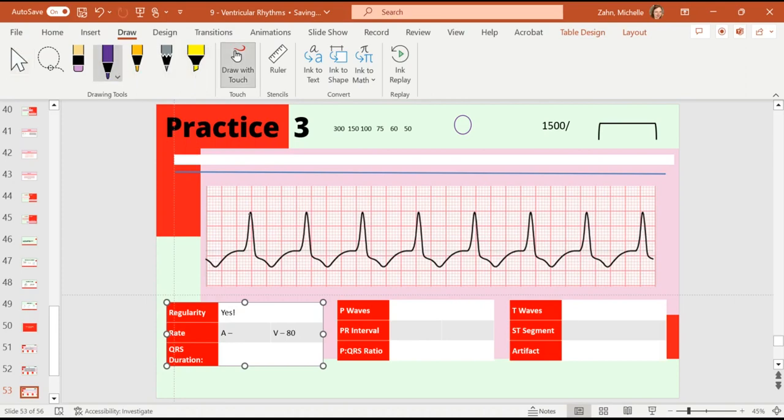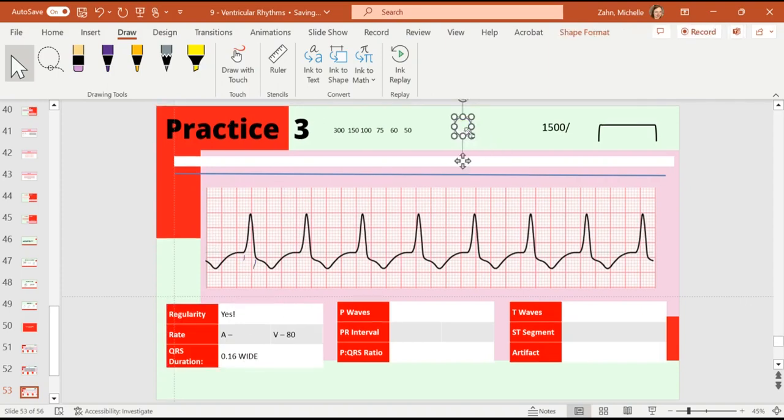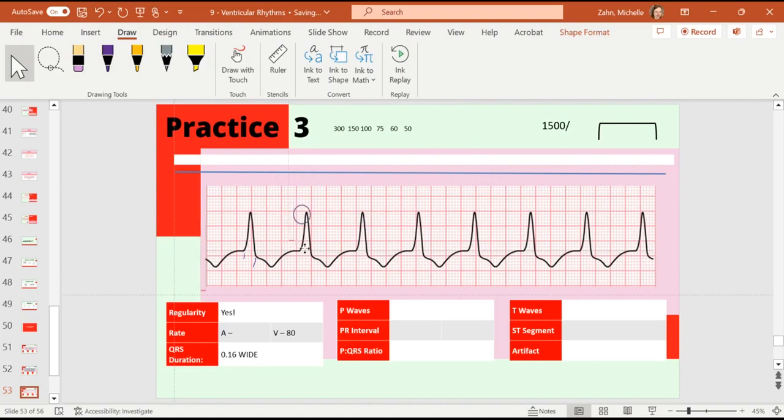What is our QRS duration? If I try to figure out how wide is the QRS, I would say it starts right about here and it ends right about there. So it looks about 4 boxes. So it is wide, just a little bit wider than expected. So 0.16 wide. I always like to highlight when I find something that's abnormal. Do I have P waves? Now it's easy for me to at least identify QRS.